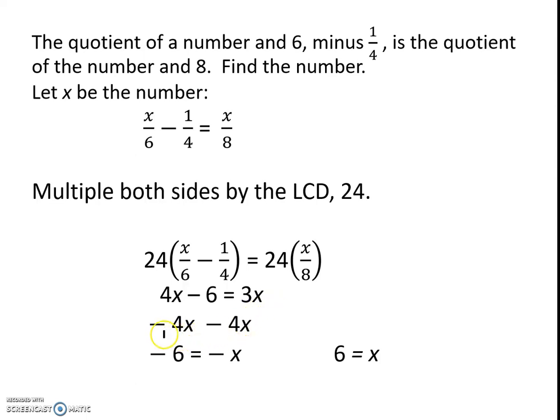Combining like terms, we're going to subtract 4x from both sides of our equation, and we're left with a negative 6 being a negative x. But we don't want a negative x, we want a positive x, so we multiply that whole equation by a negative 1, and we find that x is just 6.